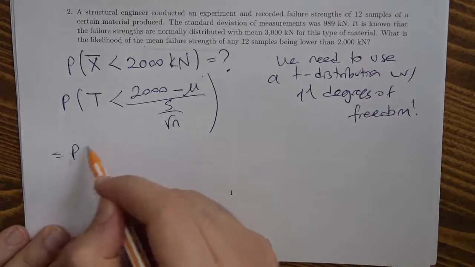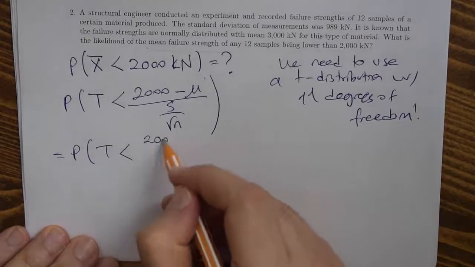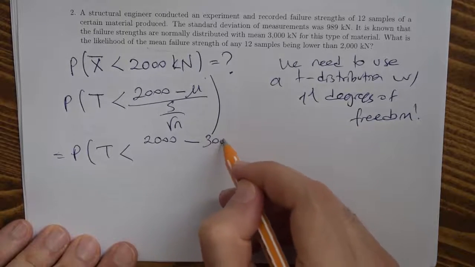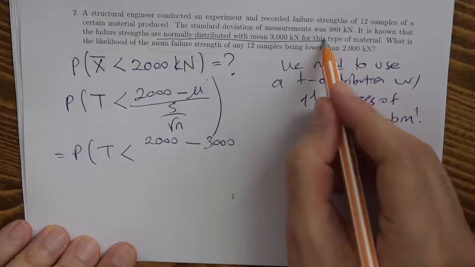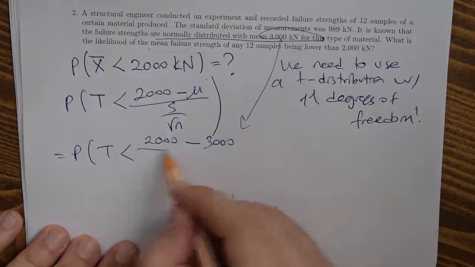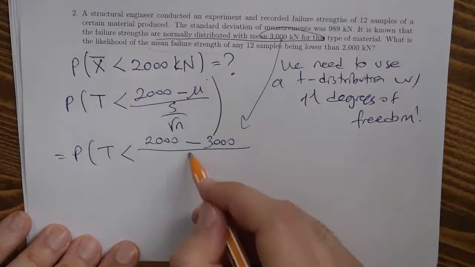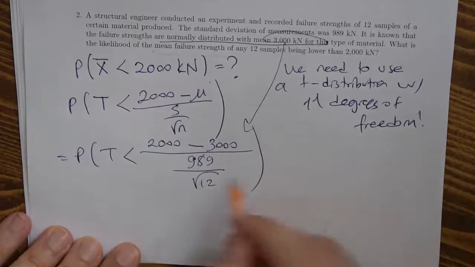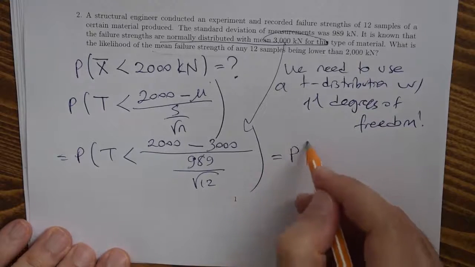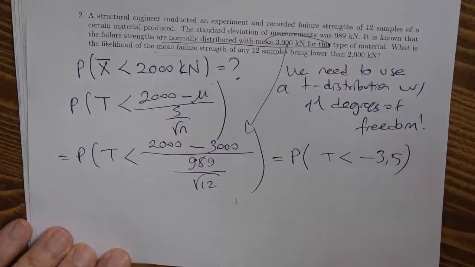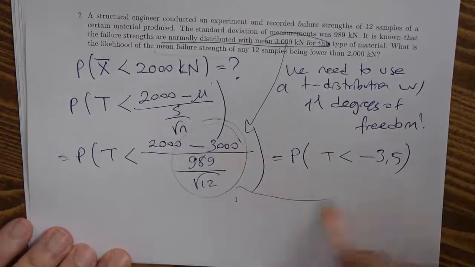So this probability is given by P(T smaller than (2000 minus mu) over (s over square root of n)). Mu is given by 3000, because it's assumed to be normally distributed with mean 3000 kilonewtons, so it's basically a plug-in value here, and then s is given by 989, divided by square root of 12. If you do the math, you will realize that this is the probability that T is smaller than minus 3.5. It's not a big calculation, so it's quite straightforward.